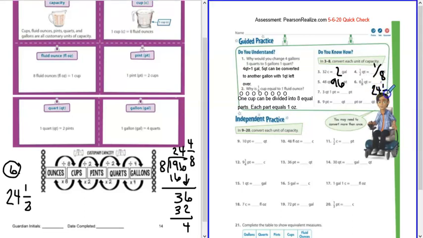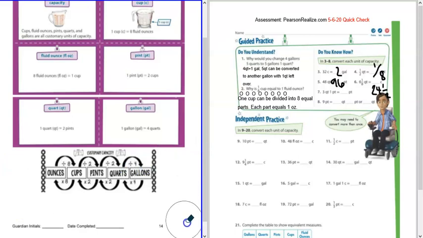4 and 1/2. All right, so let's look at number 7. Number 7, we're going from 3 quarts, 1 pint to just pints. So remember, this is already in pints, so we don't want to change it. We just want to add it back in to our conversion of 3 quarts.